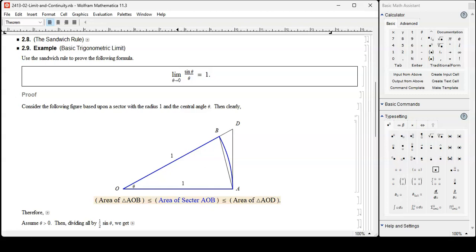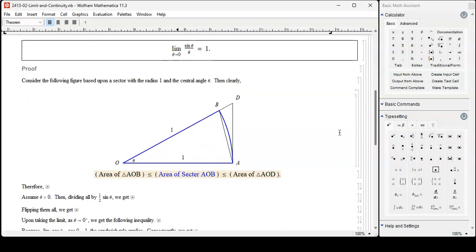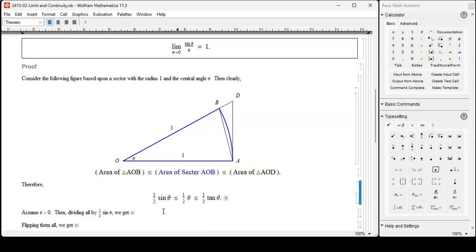And then let's express all these using the angle theta. Remember, the radius is 1 this time. So how do I get the area of the smaller triangle? Two sides and an angle in between. So 1/2, 1 times 1 times sine of theta. That's the area of the small triangle.